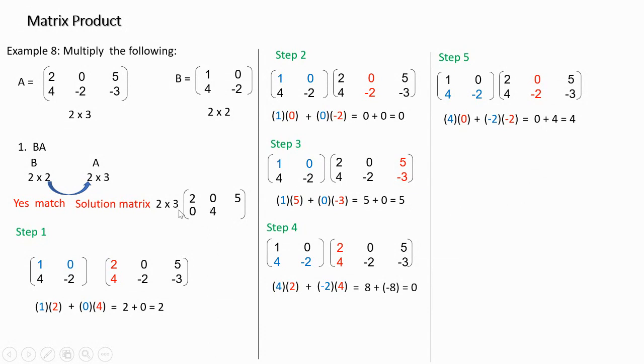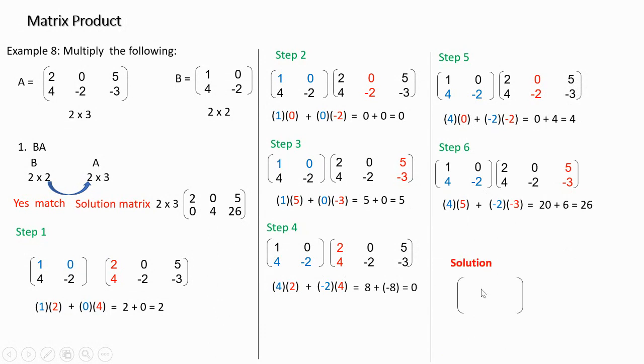What's the location? This location will be the second row, second column. Now comes the last step. How do we know it's the last step? Because there's no more rows to multiply, and there's no more columns. So this will be my last column, which will be the third column. 4 times 5, negative 2 times negative 3. 20 plus 6, the answer is 26. So this is my solution: 2, 0, 5, 0, 4, 26. That's how you multiply matrices.